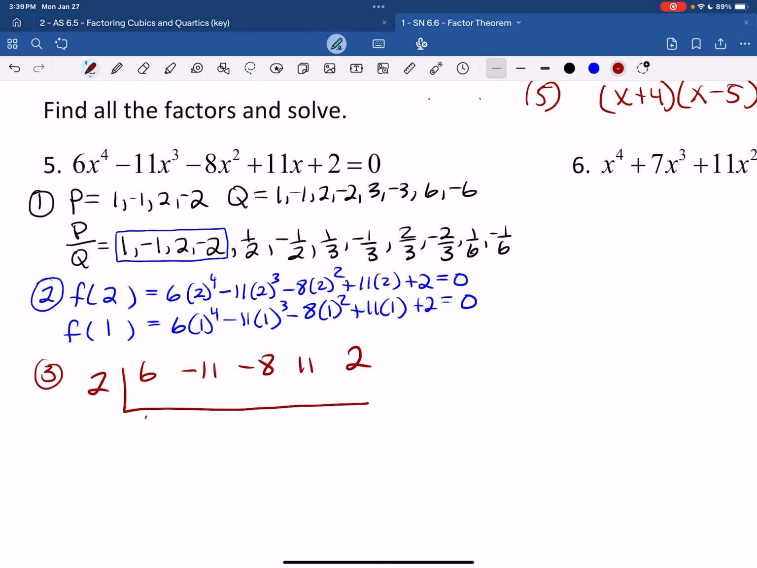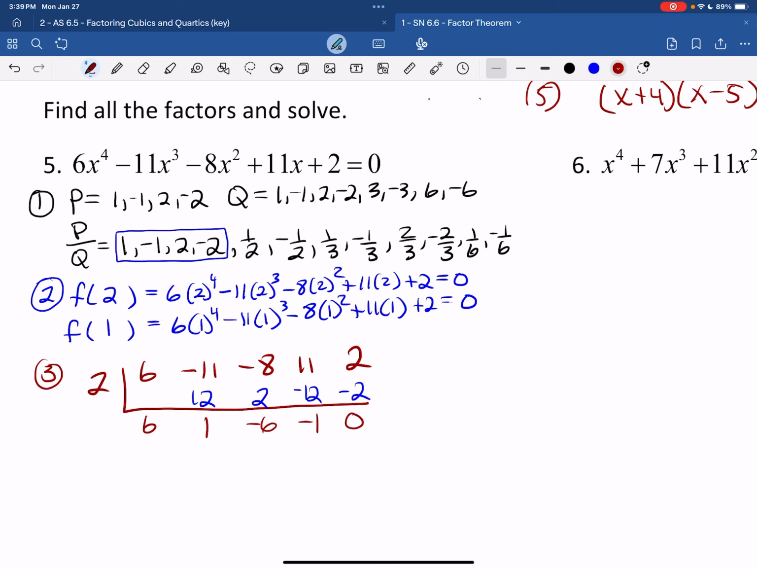All right, so here I go. I'm going to bring down the 6. 2 times 6 is 12. Add to negative 11, I get 1. 2 times 1 is 2. Add to negative 8 and get negative 6. 2 times negative 6 is negative 12. Add that up and get negative 1. 2 times negative 1 is negative 2. Add that up and get 0.